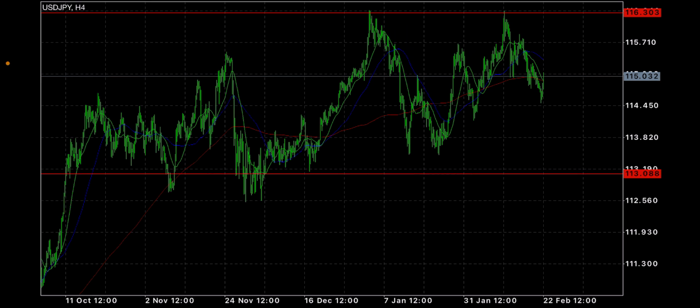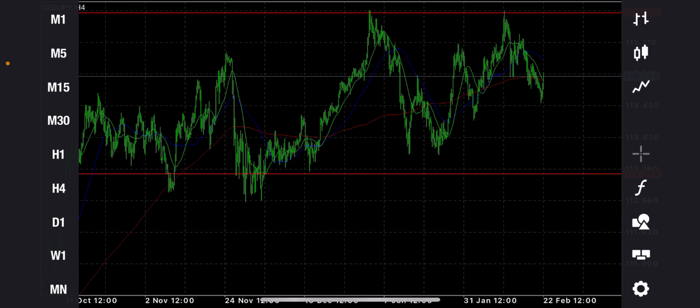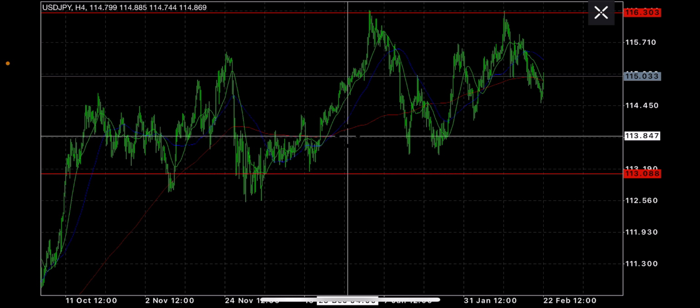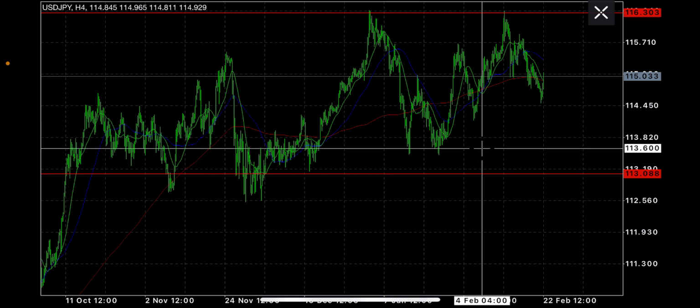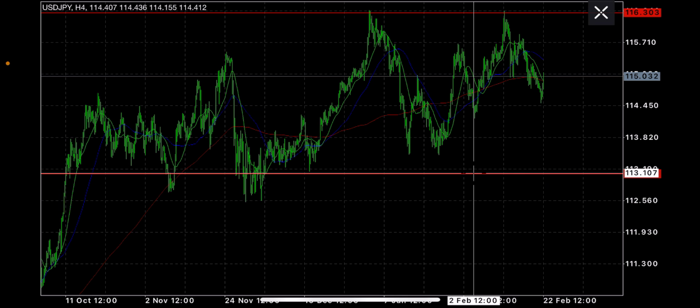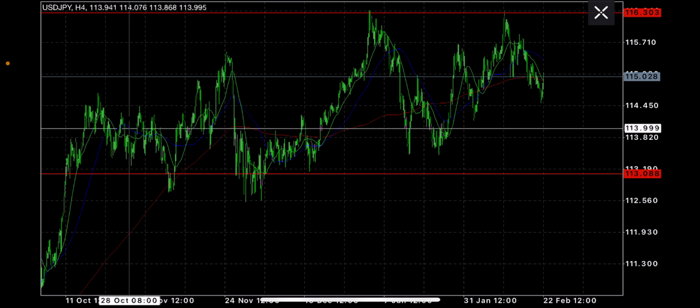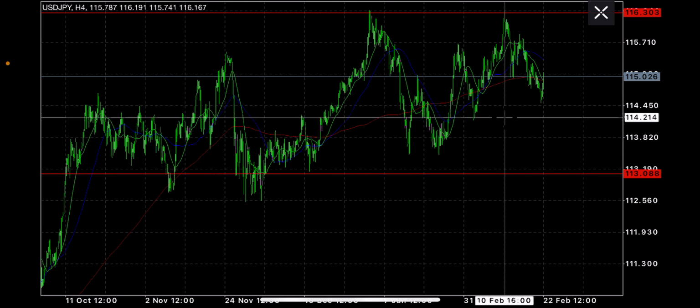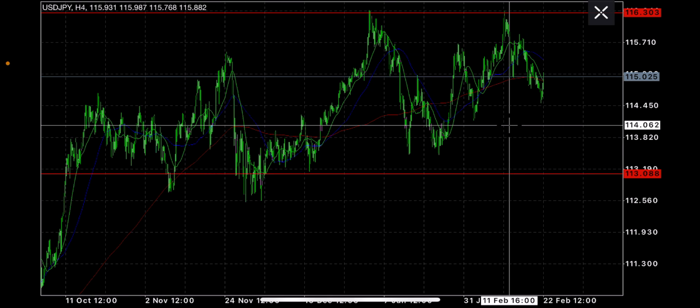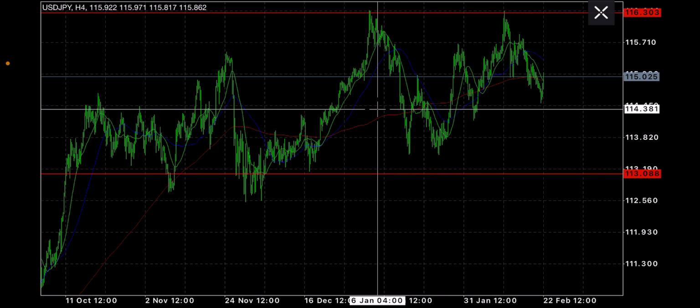Now, the only thing that can really cause the chart to move significantly up or down outside of these range extremes, this is like our upper extreme of 116, and this is like our low extreme of 113, and we've basically been bouncing in this range since October, is if we have a fundamental shift in the USD or the JPY.